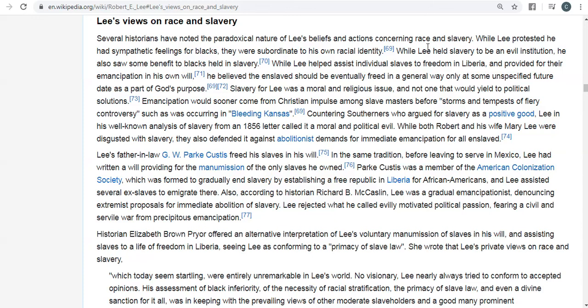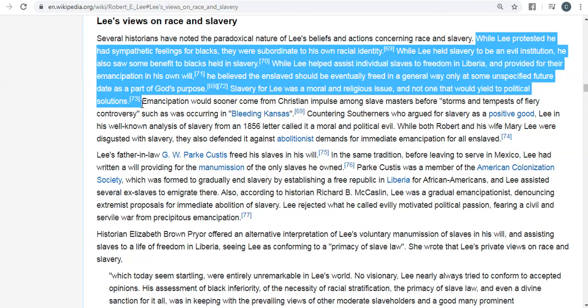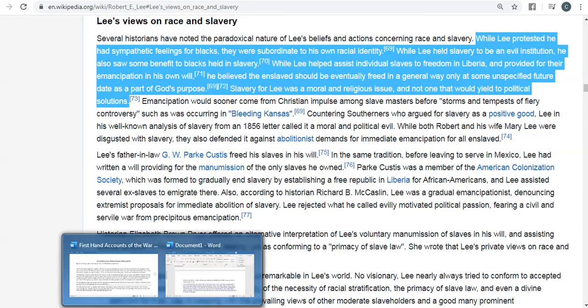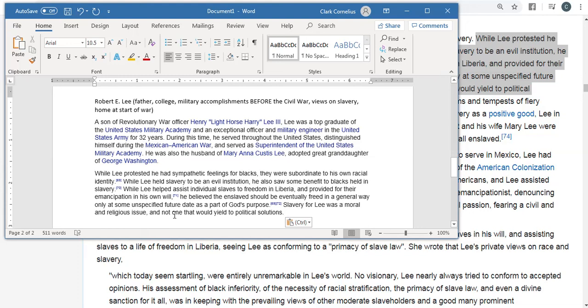I'm going to take all that. Control C. Going back to that document. Okay, Control V. And I could even break up these sentences if I wanted to remember. I could put them in bullet points.